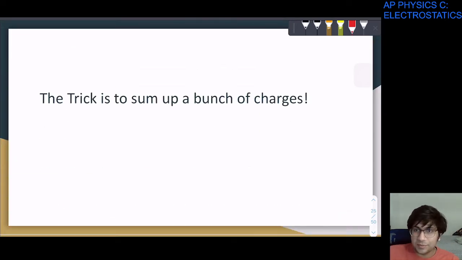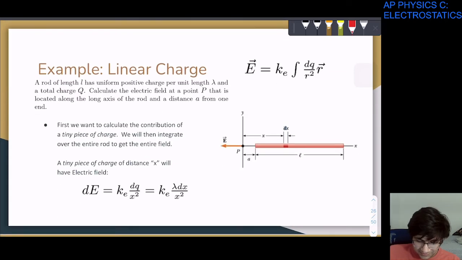So yeah, the trick is to sum up a bunch of charges. Okay, so just remember k sub e, q over r squared. In this case here, k sub e dq, we're going to take a little bit of charge over here. Actually, we can just follow the diagram. We're going to take a little bit of charge over here, and we're going to divide it by the length. So how far away are we? Well, if this is our distance away, if we call x our distance away, it would just be x squared.